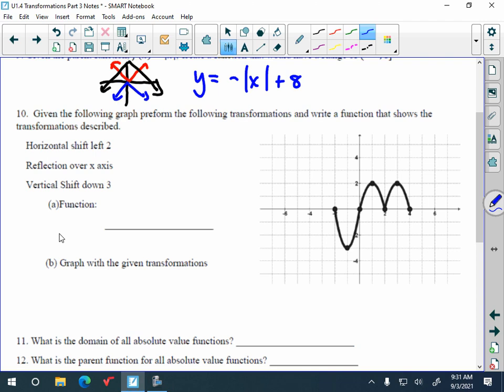So you're first going to shift it left 2, then you're going to reflect it over the x-axis, then you're going to shift it down 3, and then plot it. And you'll do that for all the points, and then you should be able to just connect them.